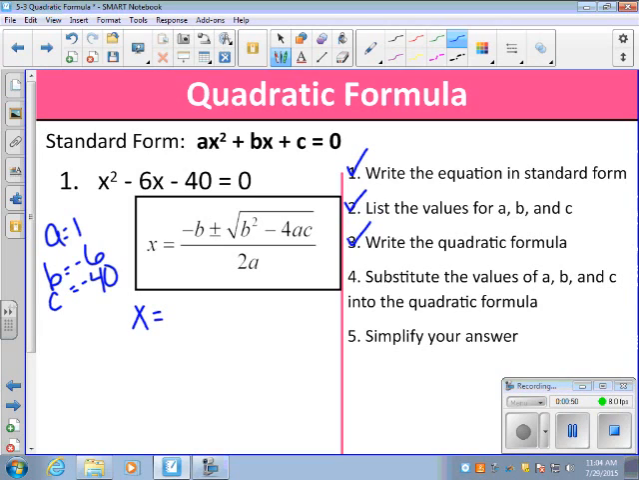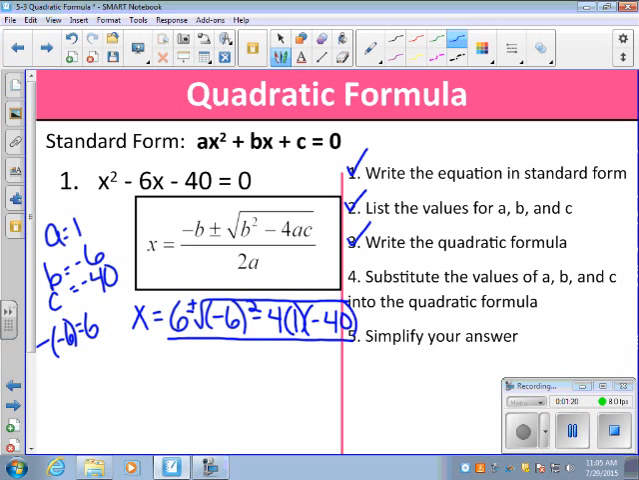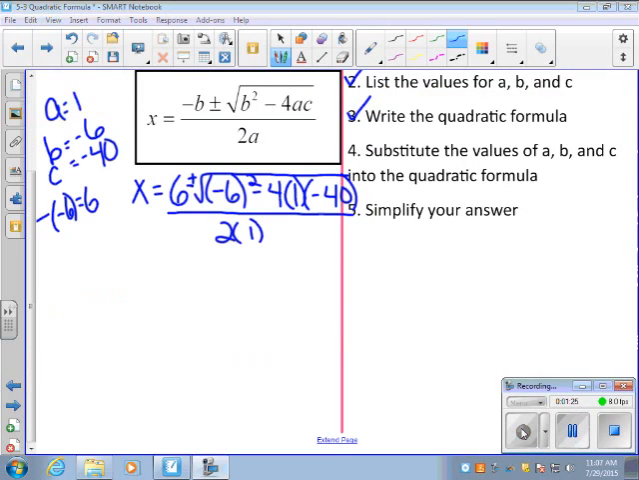X equals negative b. Well, b is negative 6, so a negative negative 6 is really just a positive 6. So x equals 6 plus or minus the square root of b squared, so negative 6 squared. Be sure to put that negative 6 in parentheses, otherwise when you type it into your calculator, you'll get the wrong answer. So remember those parentheses. Negative 6 squared minus 4 times a, which is 1, times c, which is negative 40, all over 2 times a, which is 2 times 1. So I just did step 4, I substituted a, b, and c into the quadratic formula.